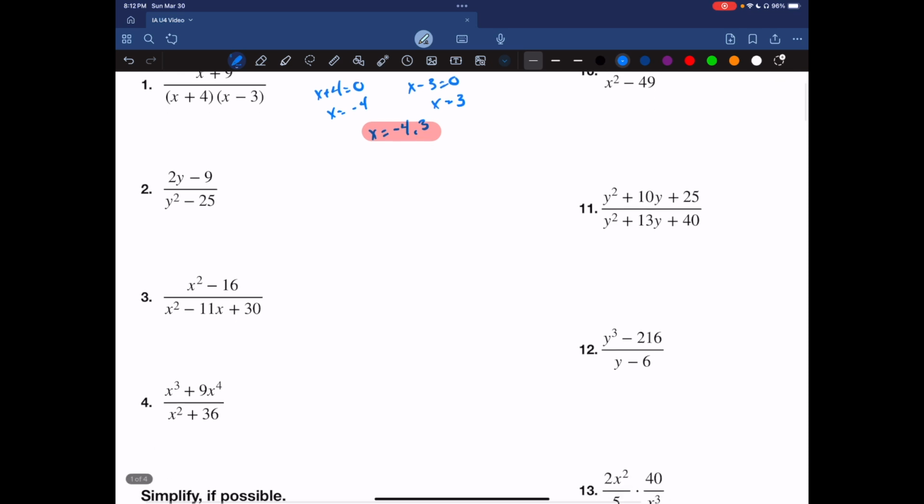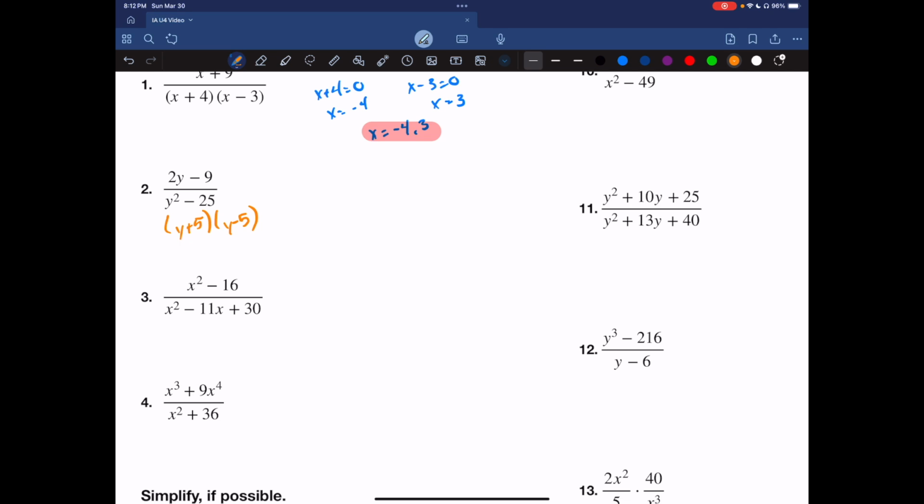Now, again, I'm not trying to do anything with the top. I don't care if it's a GCF factor or anything. That's a different conversation. If I want to know what makes the whole thing undefined, it's just the bottom equals zero. Now, sometimes you do have to factor the bottom to move forward. And here, this is the difference of two squares. So this is going to be y plus 5, y minus 5.